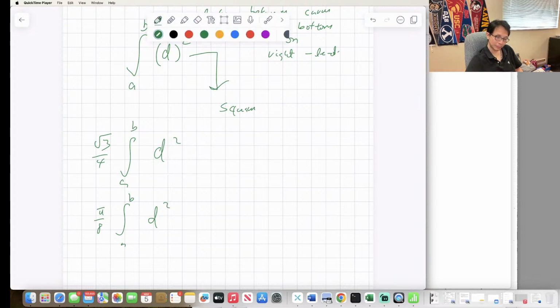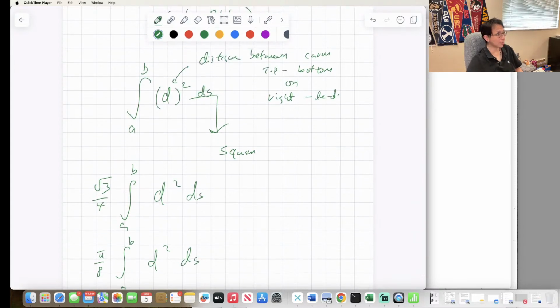It's DS because there are sides. Yeah, you can say DX, it's fine. DS or DX is fine. Will you ever have to do Y with this? Yeah, sometimes. Is that square root of 3 over 4, pi over 8? Should the D be inside parentheses? D should be inside the parentheses, yeah. This one's a triangle. This one's a semicircle.